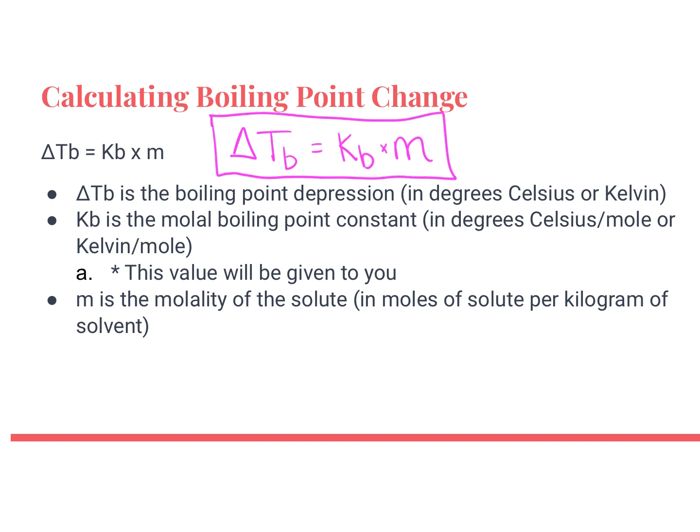So copy that equation down in your notes. So then the delta TB, it's the boiling point, and I have a little typo here. It's not depression, it's elevation. Okay. And that just means, well, how much is the boiling point actually going to change?